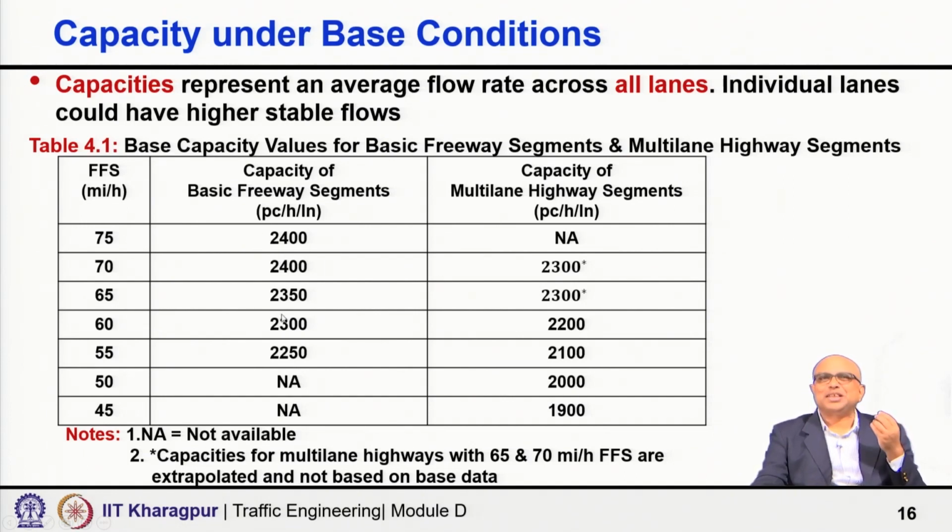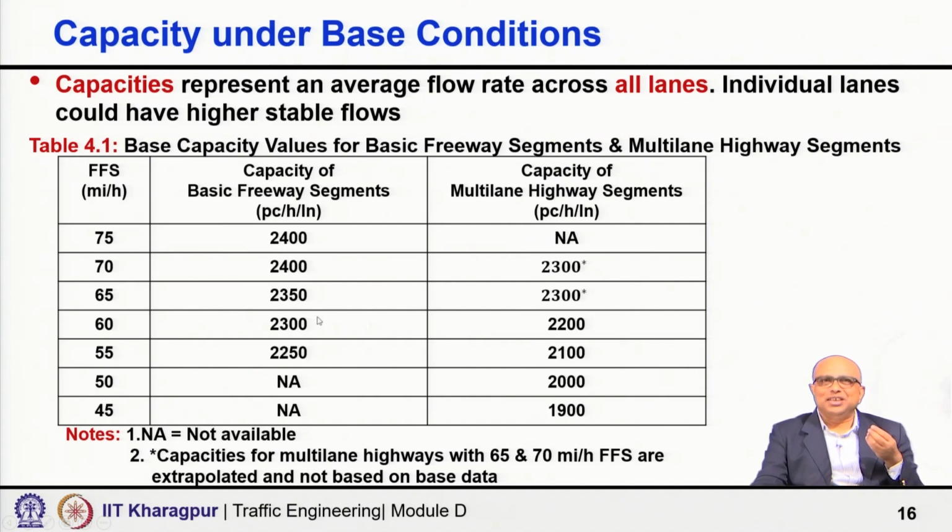As given in Highway Capacity Manual, I have reproduced this table to give you a feel about how the capacity changes. Capacity depends on the free flow speed. So, these are the values of free flow speed in miles per hour, and depending on that, what would be the capacity of a basic freeway segment in passenger cars per hour per lane, and the rightmost column indicates the capacity for a multi-lane highway segment in passenger cars per hour per lane.